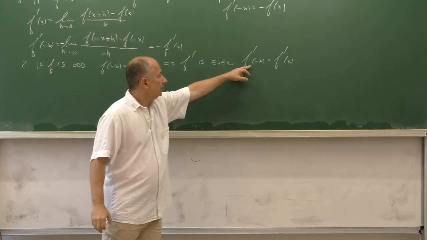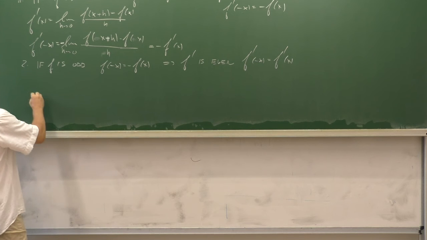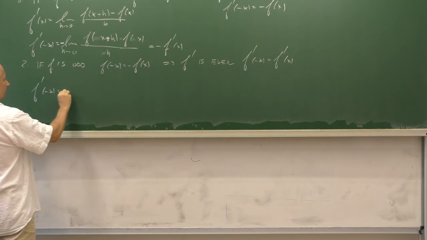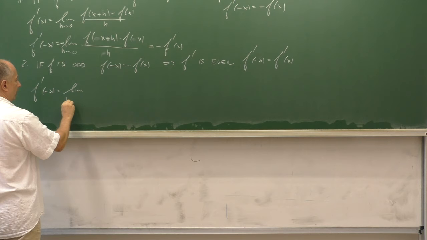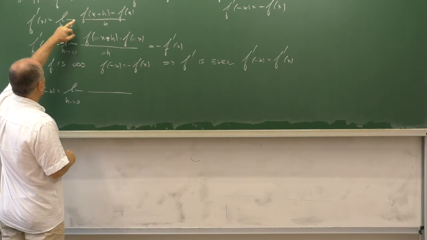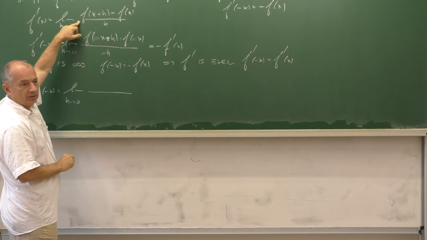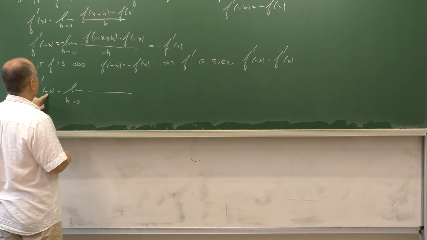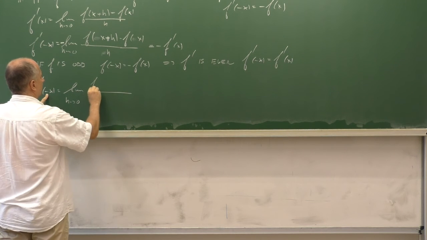So once again, let's write the derivative of f at minus x, which will be the limit for h going to 0. And again, we use the definition of the derivative, just instead of x we write minus x.